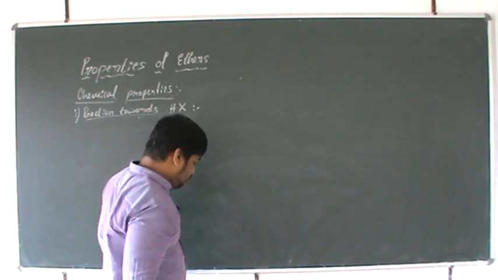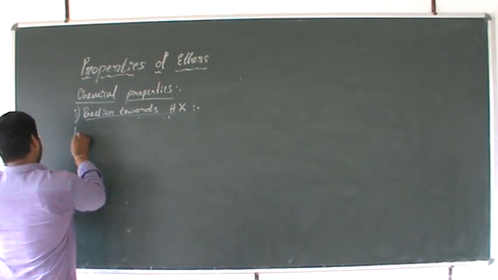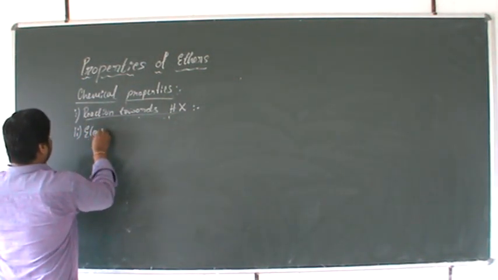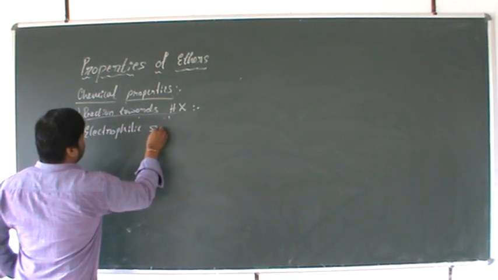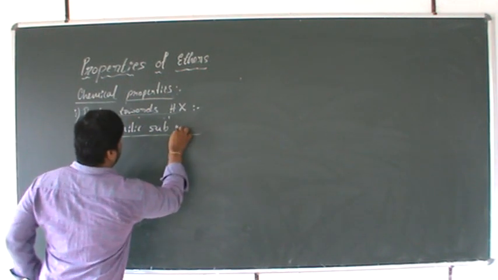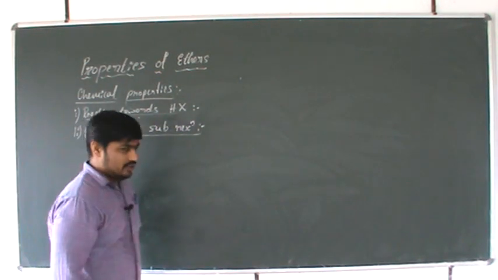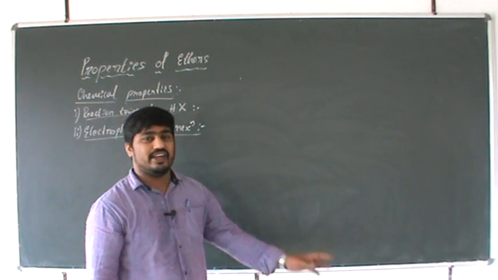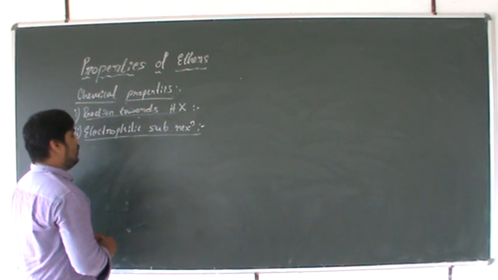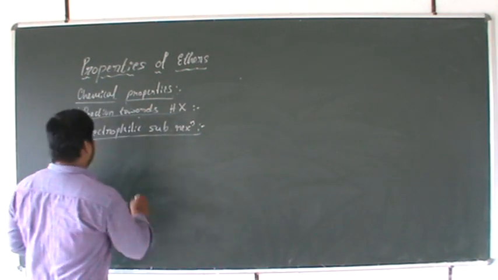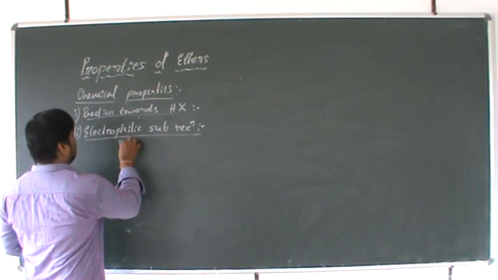Okay. Next we move on to the second type of chemical reaction, electrophilic substitution reaction. You are already well known about the electrophilic substitution reaction. Many times it is repeated in your organic reactions. There are 5 important reactions. One is chlorination or halogenation.